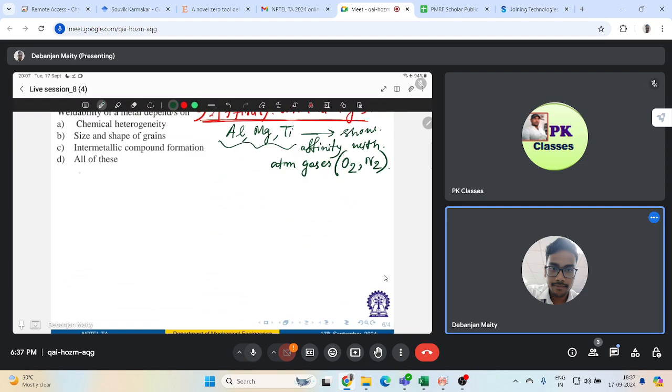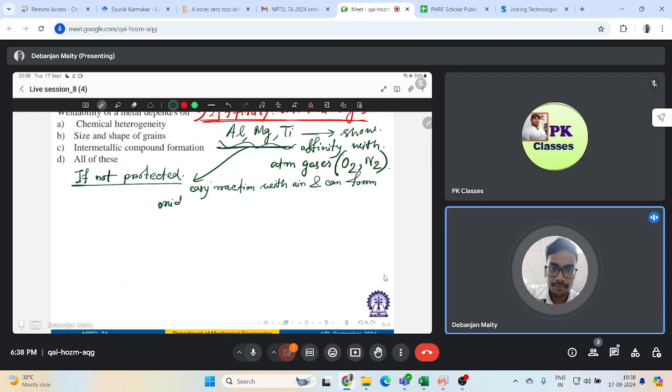So if not protected, these metals can have easy reaction with air and can form oxide, sulfide, nitride, and some hydrides by reaction with hydrogen. You know?